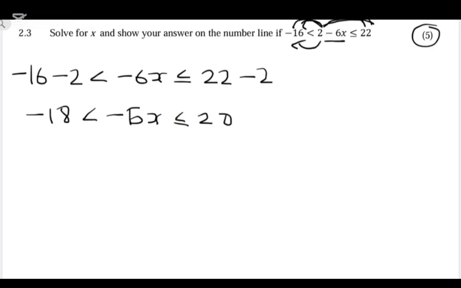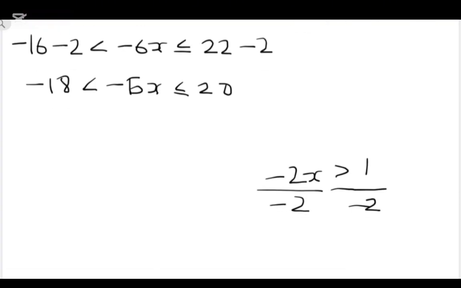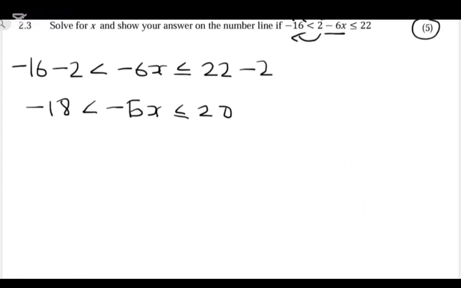Next, we're going to divide both sides by this negative 6. And this is something that you need to know. Whenever we're dividing an inequality by a negative number, the inequality sign is going to change. For example, if we have negative 2x greater than 1, and we divide both sides by a negative number, this inequality sign is going to change. You're going to be left with x less than negative 1 over 2. The inequality changes whenever we divide by a negative. That's a little reminder you need to know.